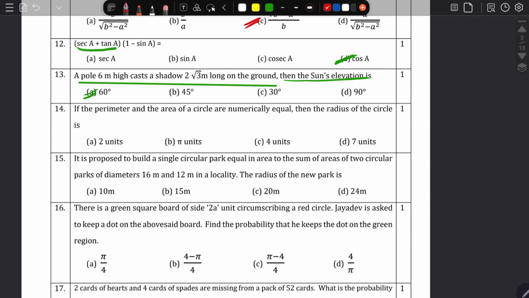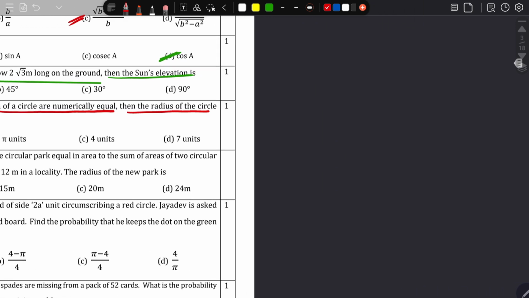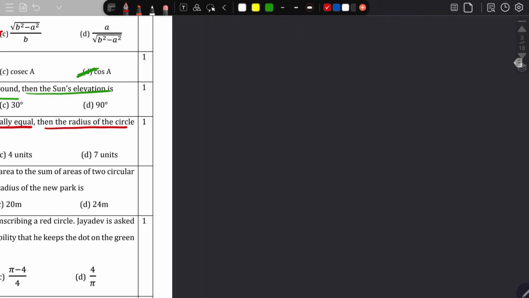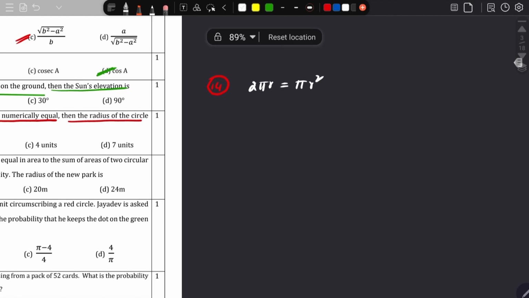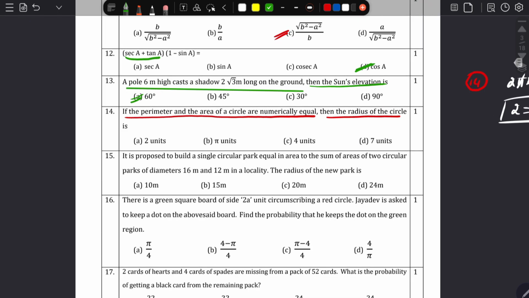Question number 14. If the perimeter and area of a circle are numerically equal, then the radius of the circle is dash. Perimeter and area of a circle. So question number 14. Perimeter formula of a circle is 2 pi r and its area is pi r square. As we know, both are numerically equal. So pi cancels, and r cancels from r square. So 2 is equal to r. Therefore 2 units.